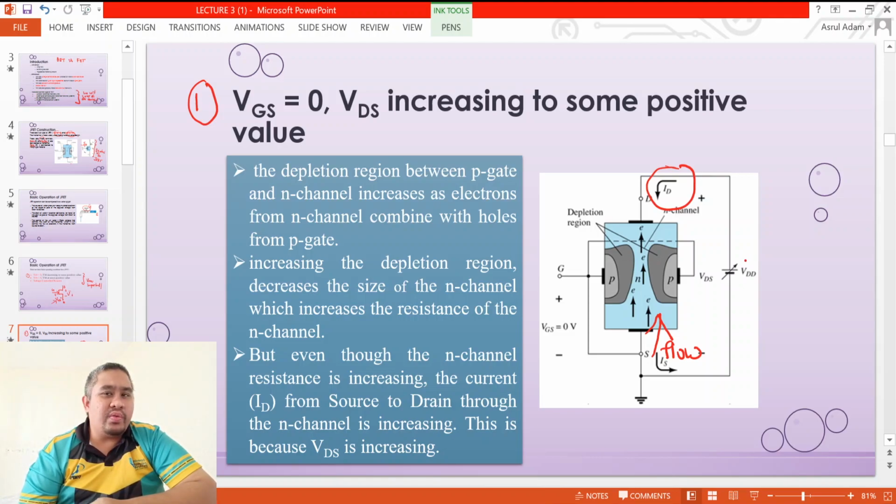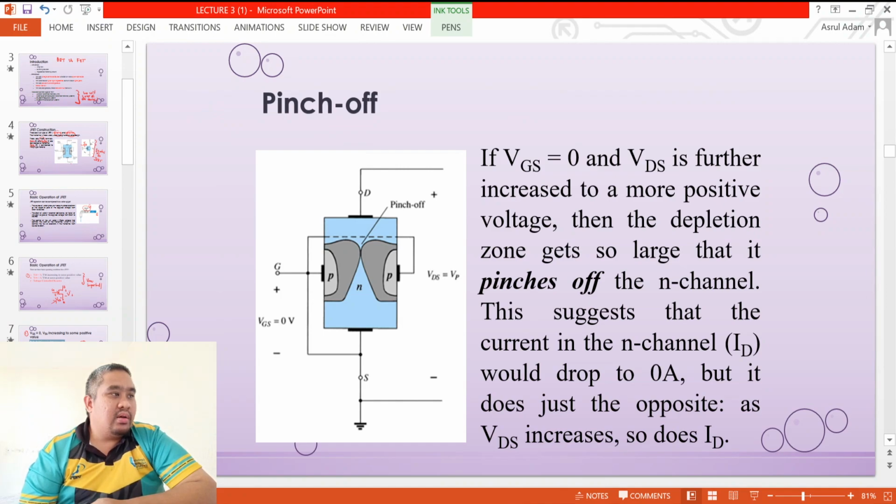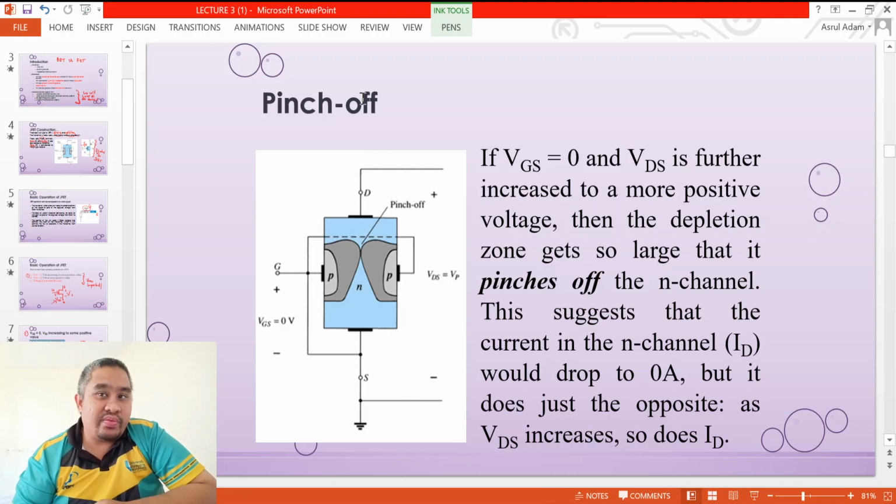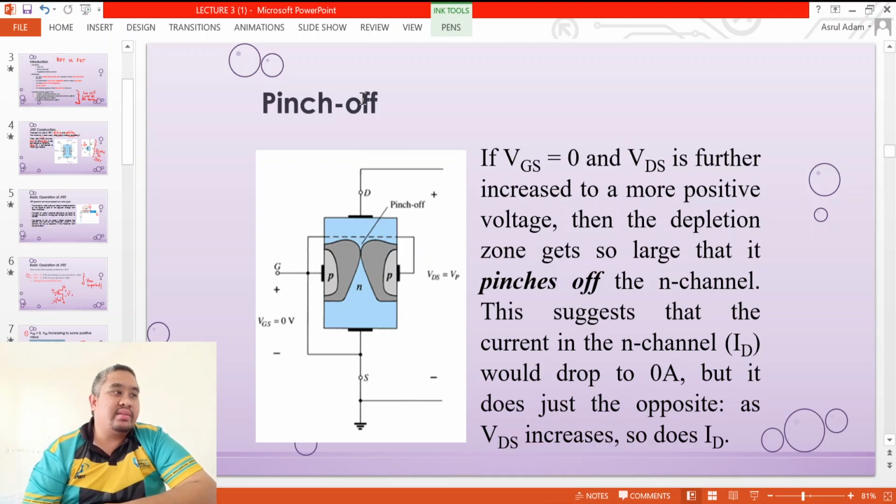Okay. So we move to the next slide. We have a new term, that's called pinch off. Pinch off on JFET.